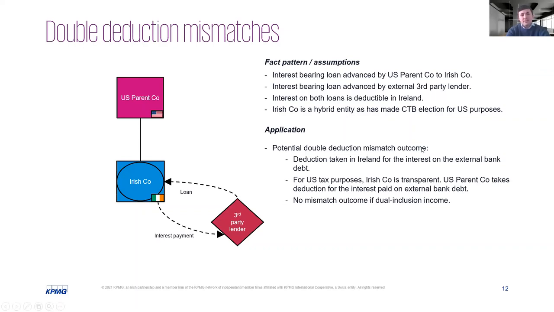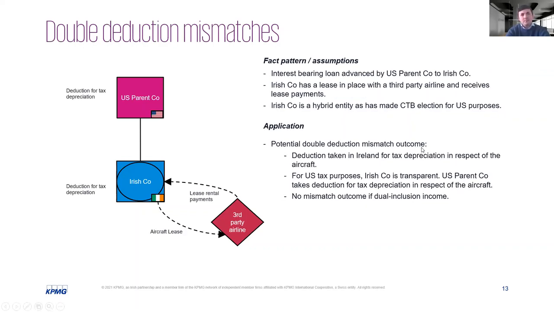So if we move on to the next example, this example is very similar, and to touch on a point that Garrett had made previously, there might be a range of payments that are made by the Irish company where you need to consider the double deduction mismatch outcome rules. But in this case, we're just focusing on a deduction that's been taken for tax depreciation.